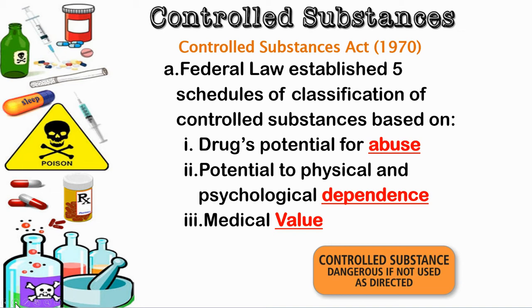And so this was categorized based upon 3 things. One was the drug's potential for abuse. How likely would it be that someone would abuse this drug? 2, the potential to be physically and psychologically addicted, their dependence on this. And 3, the medicinal value. How likely is it that this could be used for medicine, and how useful is it to do that?